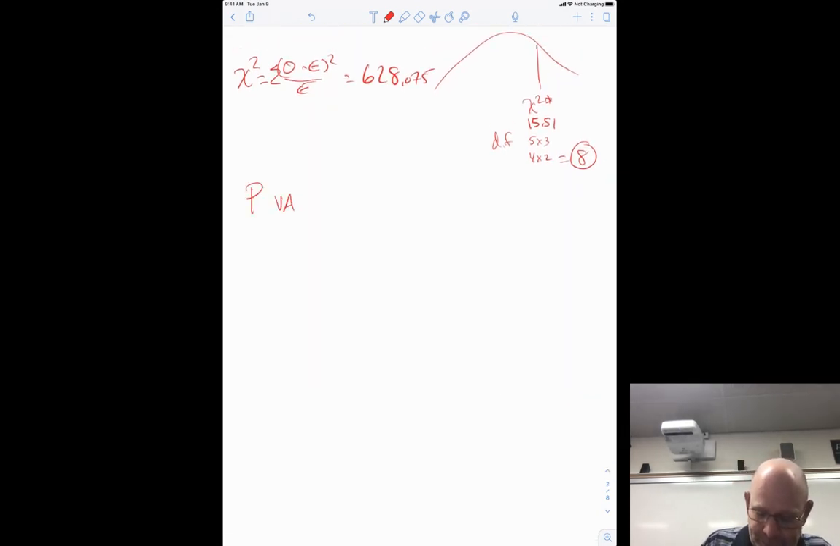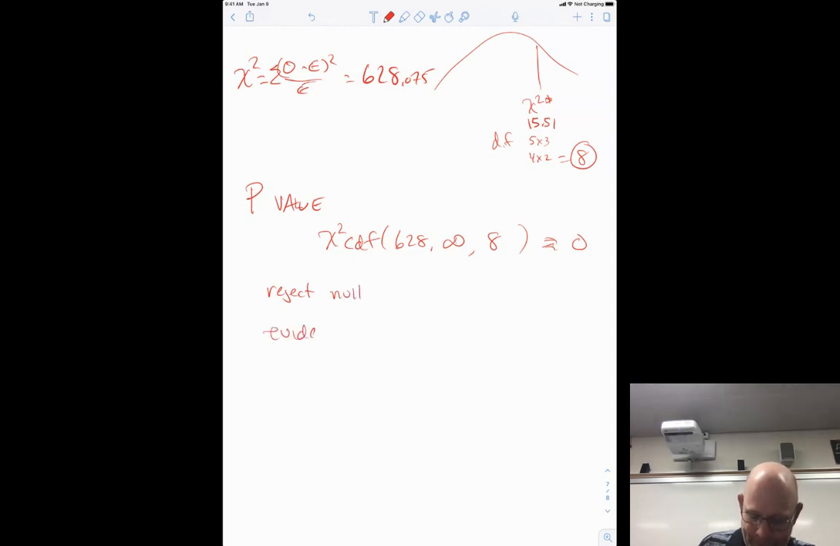P-value. P-value is chi-squared CDF from 628 to infinity with 8 degrees of freedom. It's basically 0. Yeah, I'm not even going to do that on my calculator. I'm sure it's going to tell me it's a big fat 0 on the calculator. We're going to reject the null. Evidence that proportions are different across the countries or something like that.